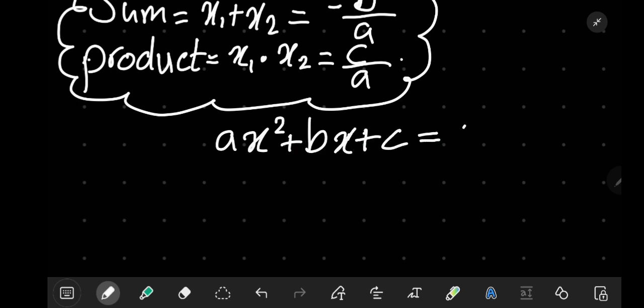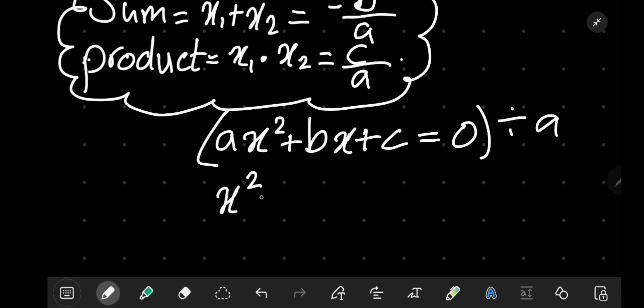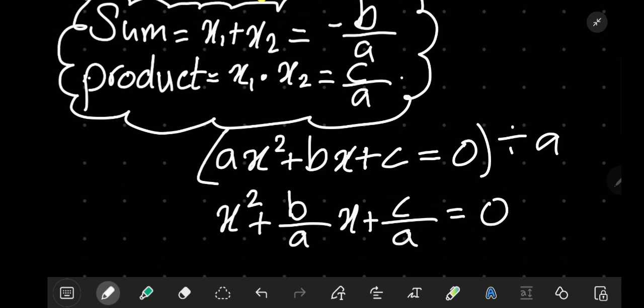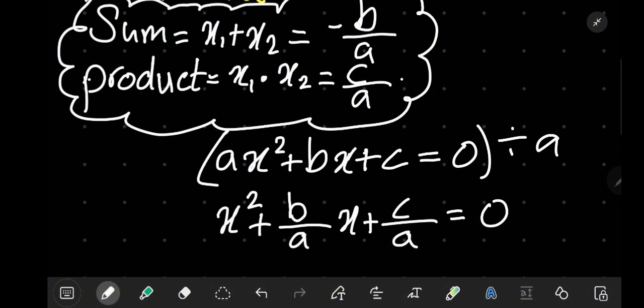Ax squared plus bx plus c equals 0, right? Let's take that equation and divide it by a. What do we get? A divided by a is 1, so it's only x squared, plus b over a, because it's divided, so we can do b over a, right? Plus c over a, because it's c divided by a. It equals 0, because 0 divided by a is literally 0, okay?